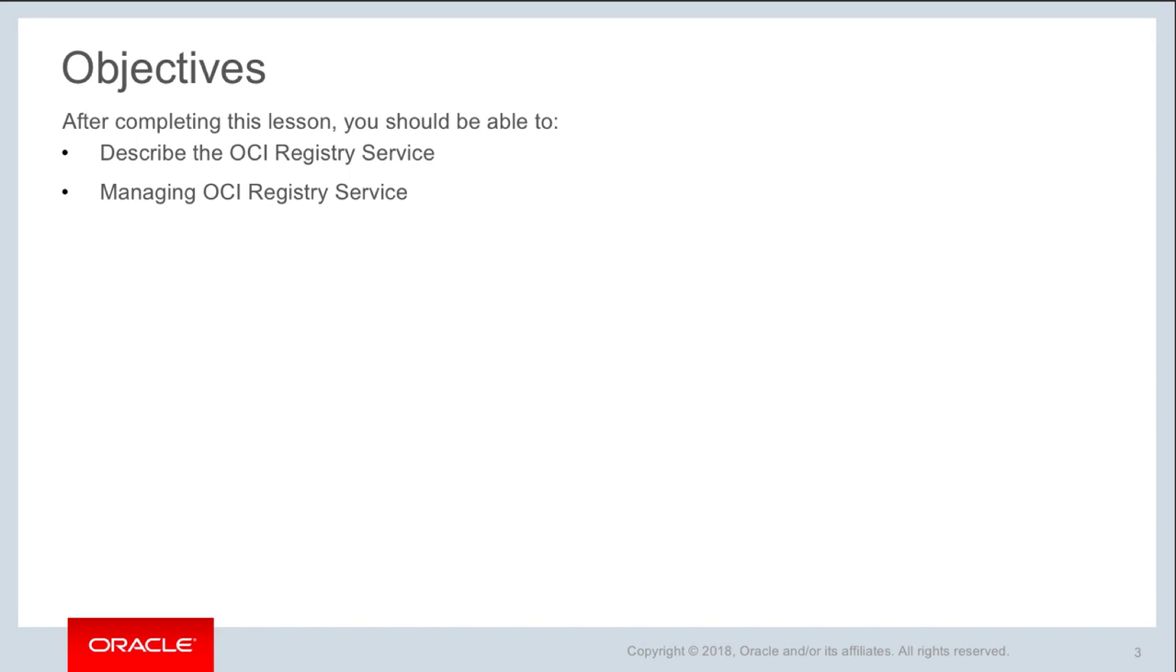All right, so the major objectives of this session are to describe the OCIR registry service and also how you can manage the registry service itself: creating repos, creating public and private repositories, uploading your images, and how you can use those images within a Kubernetes cluster as well.